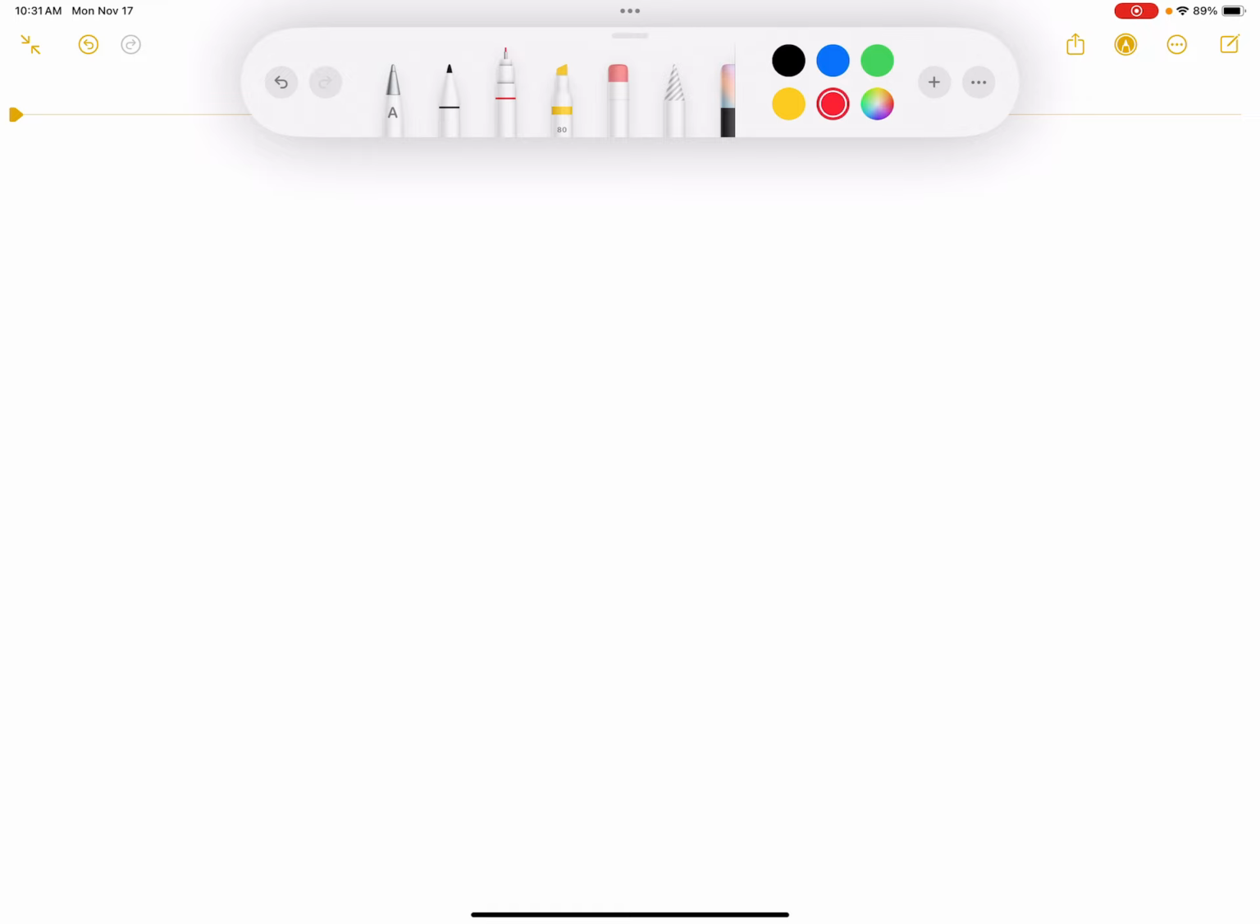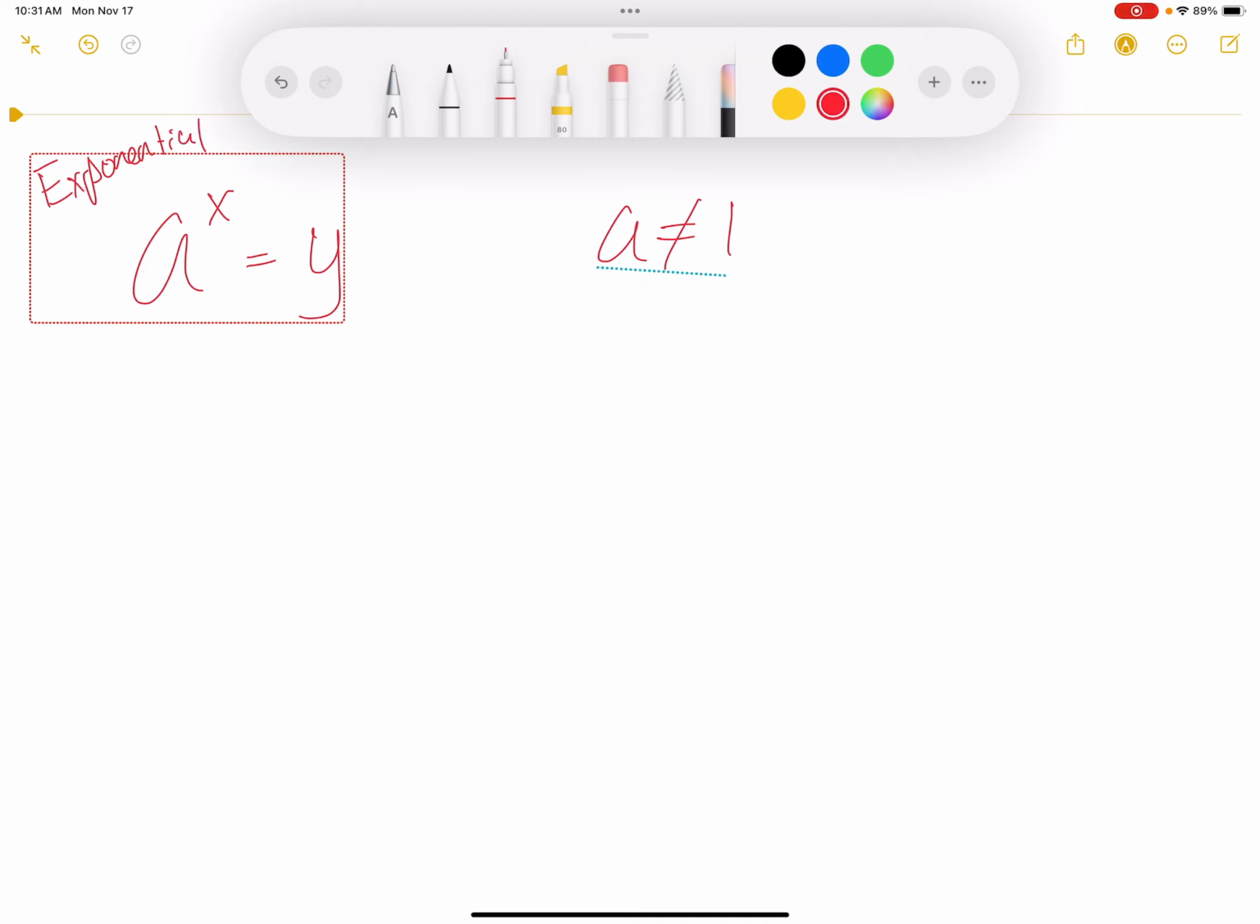So let's say we have a to the x power equals y. Here's a few things. First, we say a is not equal to 1. Why is that? Well, this is an exponential function right now.